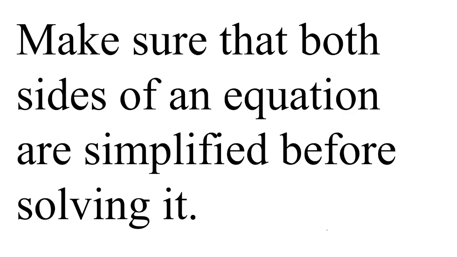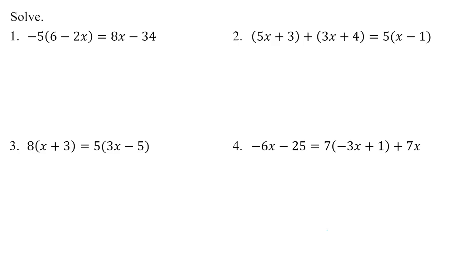It is because before you try to solve an equation, you have to simplify both sides. So make sure that both sides of an equation are simplified before solving it. And once you simplify both sides, the equation will look like the equations you saw in parts 1, 2, and 3. So let's look at some of these examples. So let's say we got negative 5 times (6 minus 2x) equal 8x minus 34.